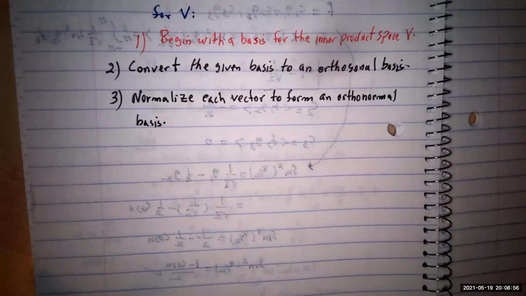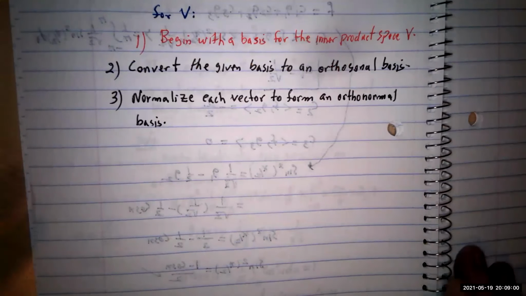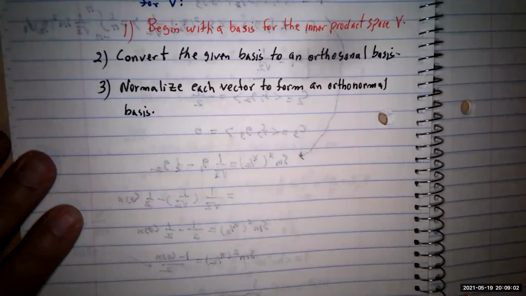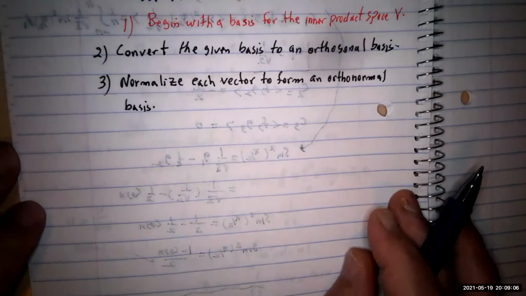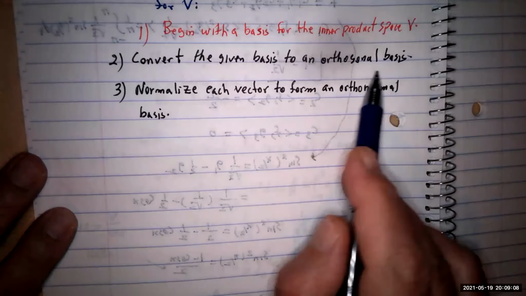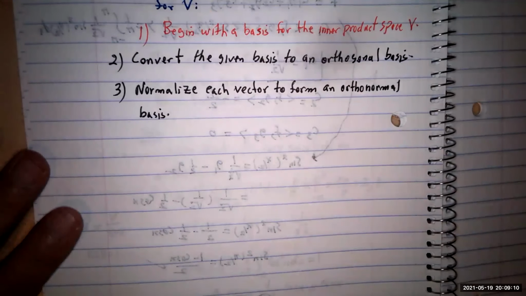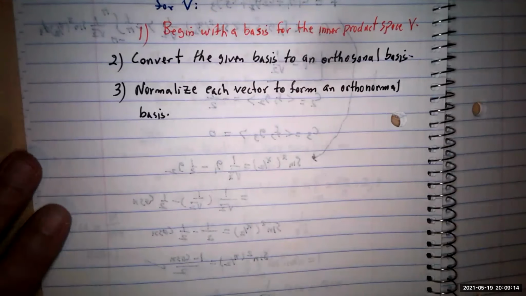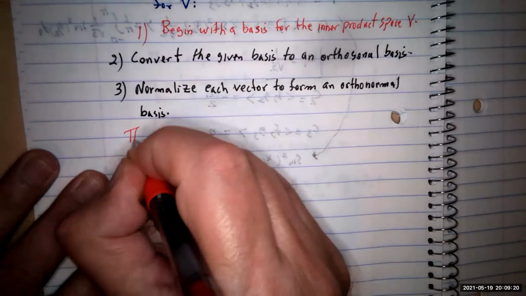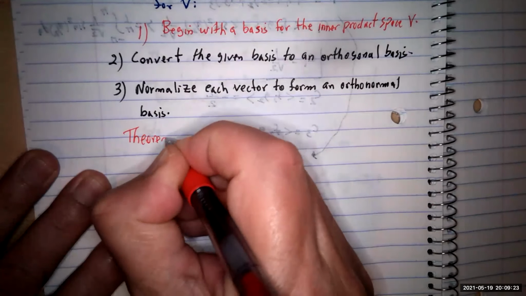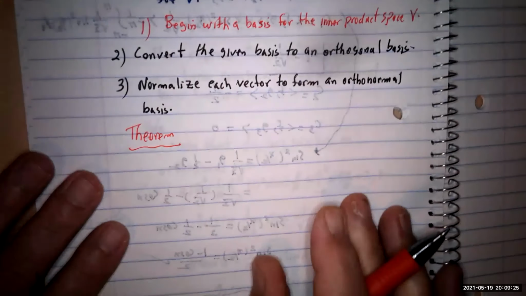Okay, that's the step. Now, the problem is how we're going to form the orthonormal, orthogonal basis? Because you start with the vector V, then you have to find the vector that's going to be orthogonal to the V, okay? So this theorem would give you the steps, the procedure that we're going to do.